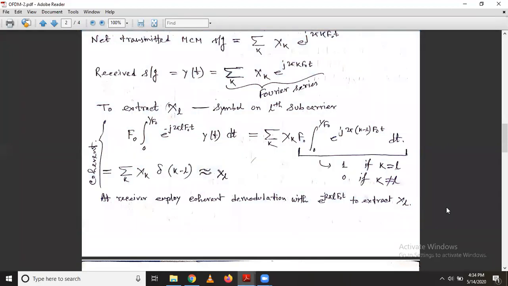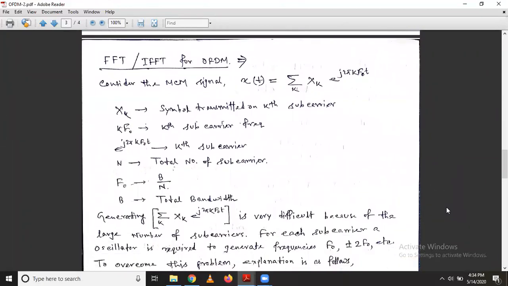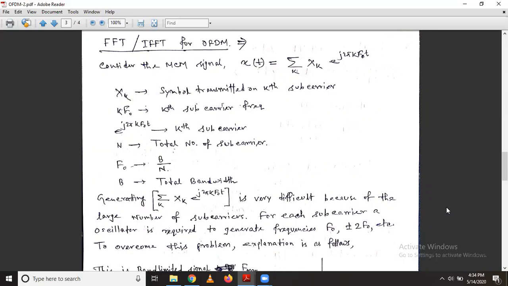After this, FFT and IFFT for OFDM. I think you know FFT and IFFT from DSP. We will not do any numericals around these things. We are just using the concept and the equation of FFT.